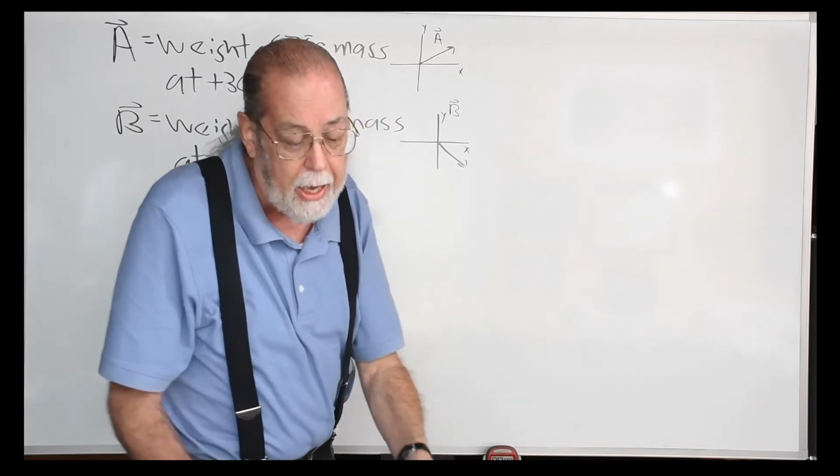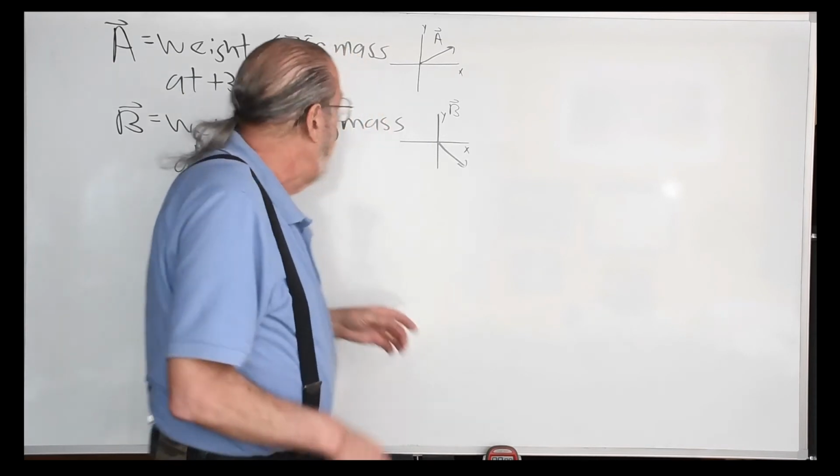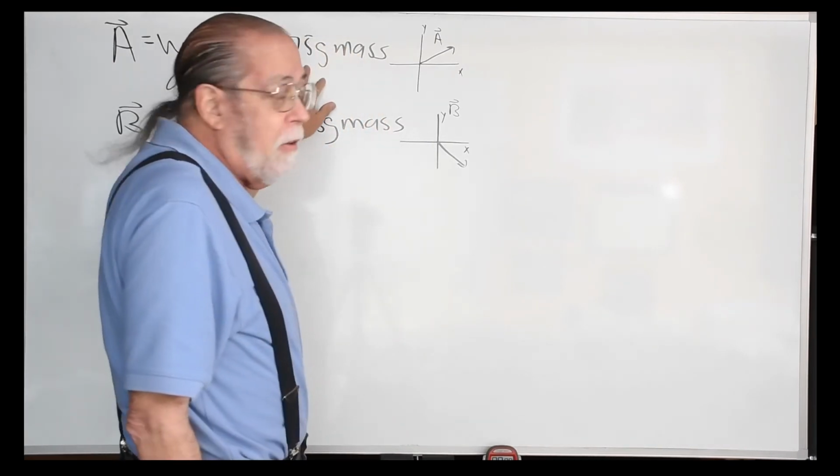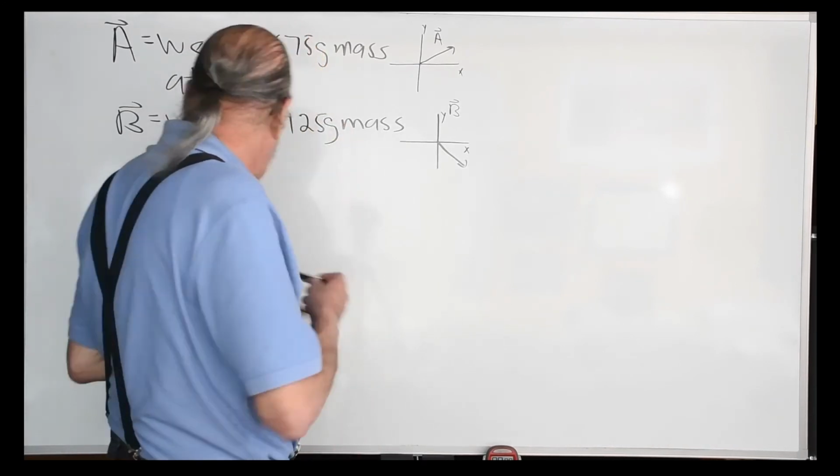So the first thing I ask is to sketch the vector, sketch vector A. Then I say, calculate the weight of a 75-gram mass. Now, weight is mg.